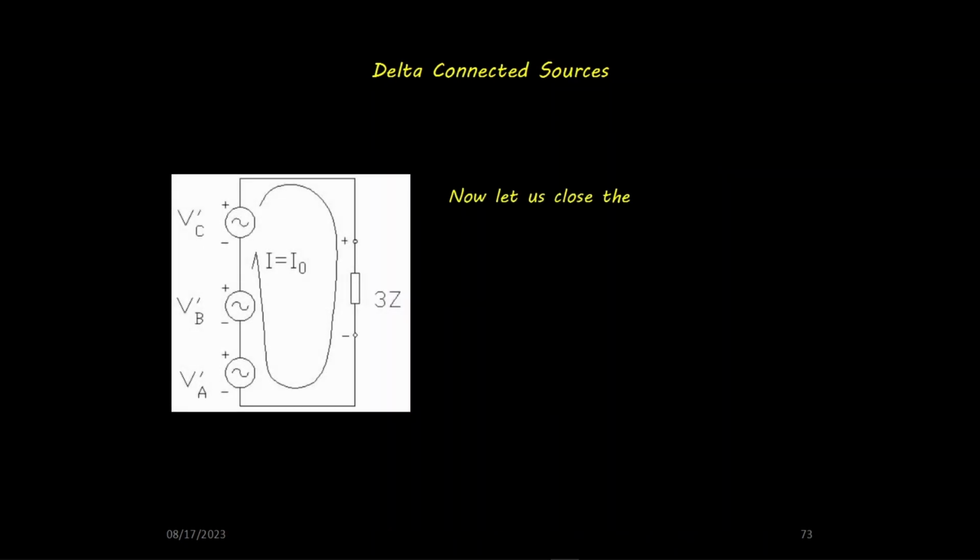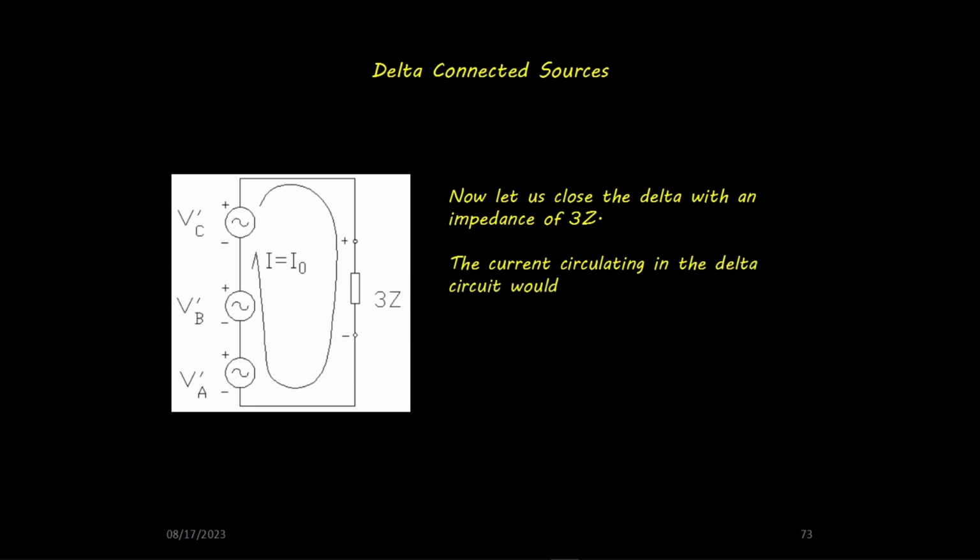Now let us close the delta with an impedance of 3Z. The current circulating in the delta circuit would be I equals V divided by 3Z, which is equal to the quantity VA plus VB plus VC divided by 3Z. I equals 3V0 divided by 3Z equals V0 divided by Z equals I0. V0 equals I0Z. If the voltage imbalance is too great, then the circulating currents can overheat transformers.